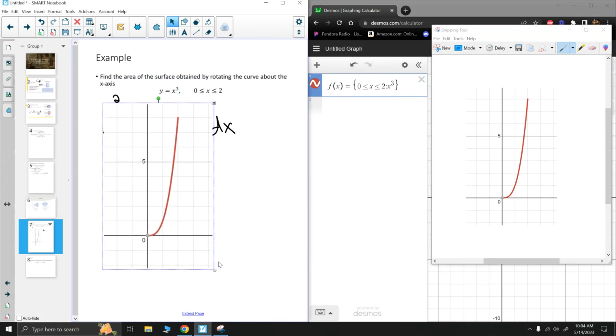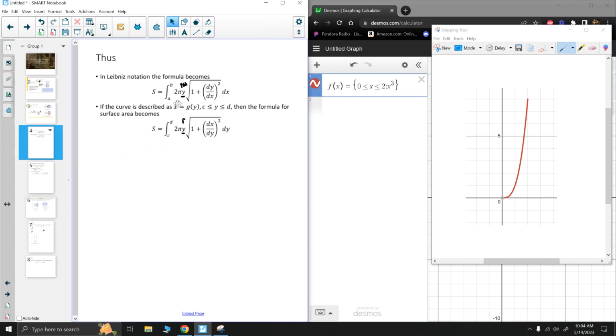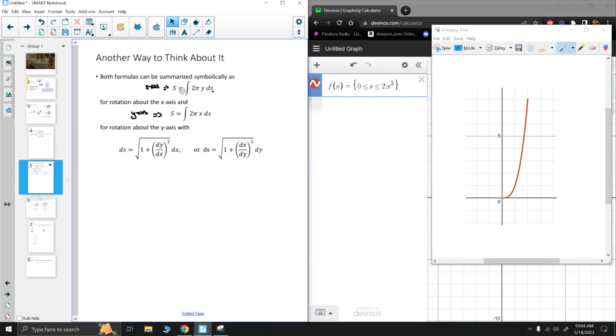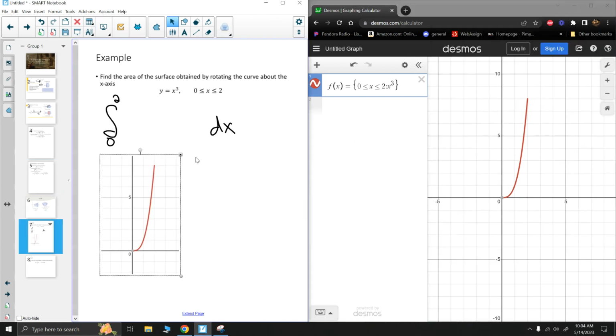So let me shrink this down just a tad. Okay, so again, we're using this one right here. The surface area is equal to the integral of 2 pi y ds, where ds is either going to be in terms of x's or y's, and since we're integrating along x, we're going to want to write it in terms of x. Okay, so let's go back to this and actually walk through that.